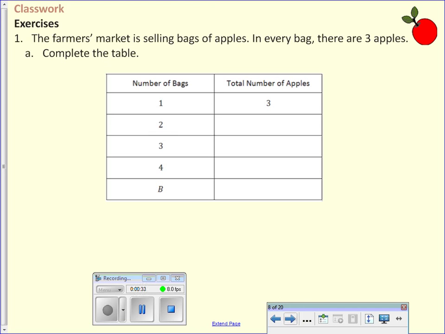Spring is finally here. Farmers markets hopefully will start popping up soon. And the farmers market is selling bags of apples.